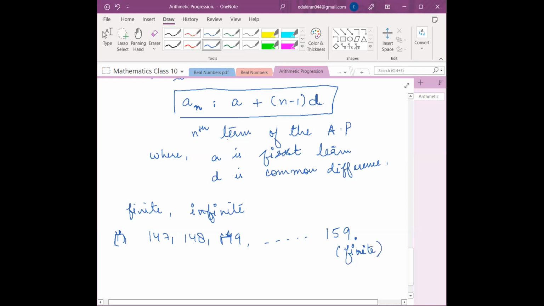Because this last term is also important in the coming exercises, you will make use of the last term also. And if I give you like this 147, 148, 149 and so on, it will go on. Now I am not saying where it is going to stop. I'm not giving you the last term. So this is an example of infinite AP. Infinite AP. This is finite AP.